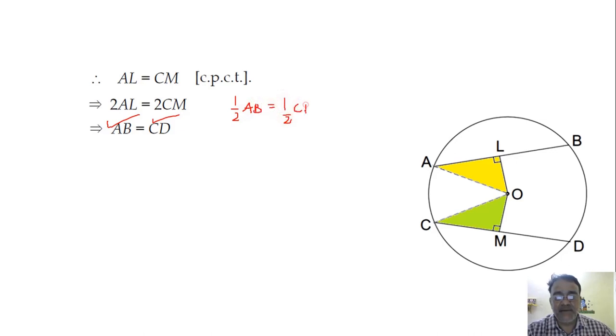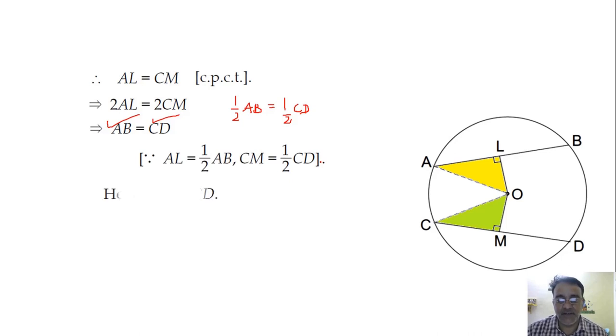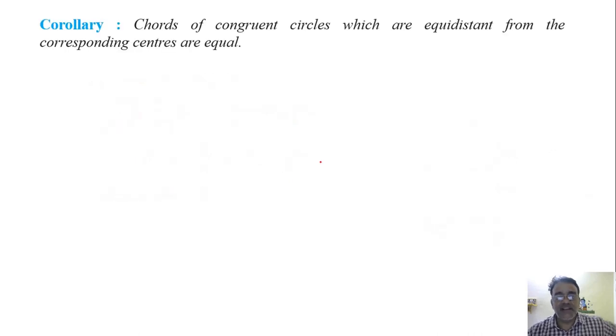उसके बाद लिखने के बाद हाफ ऑफ कैंसिल करके AB is equals to CD भी लिख सकते हैं. Okay, so this is the proof of this theorem. Now let us move toward the next one.